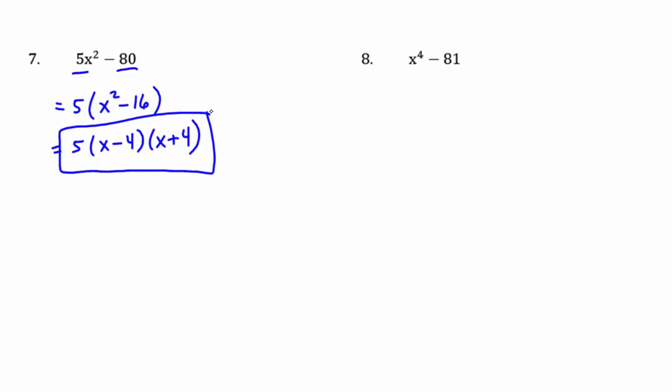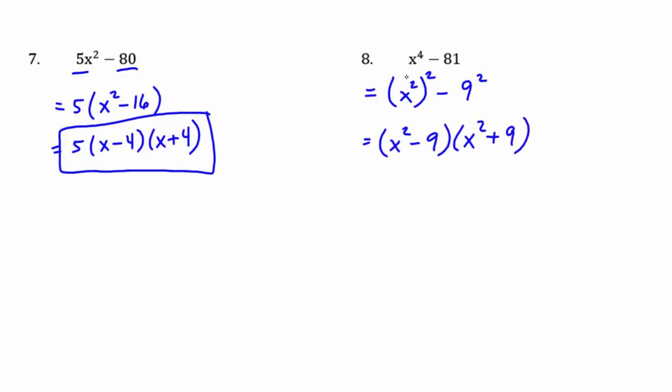Number 8. What if you have x to the 4th minus 81? Now, we haven't worked with fourths, but isn't x to the 4th the same thing as x squared squared? So this is a square, and 81, that's just 9 squared. Oh, so this is a difference of two squares, and so this is the same as x squared minus 9 times x squared plus 9.